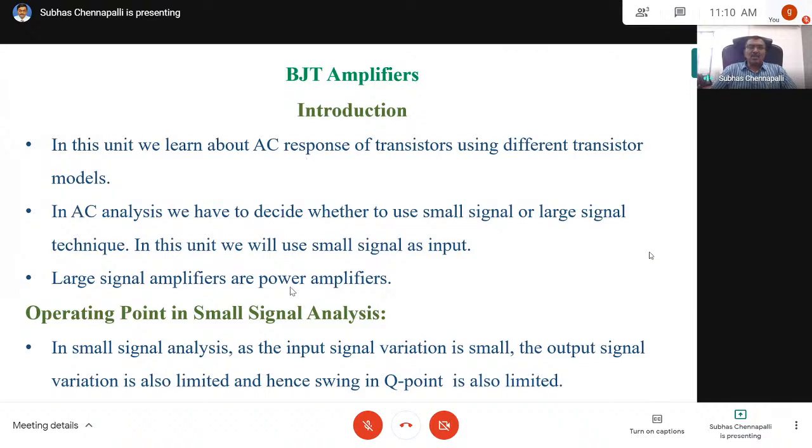Large signal applies to power amplifiers. That's what is meant. Large signal amplifiers are power amplifiers. So it is small signal.